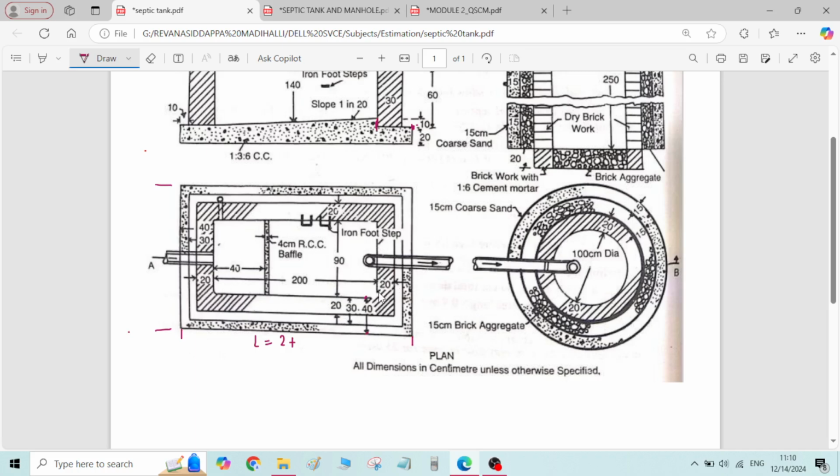So on one side we have 40 centimeter, on the other side 40 centimeter. So 2 plus 0.4 plus 0.4 will give the total length of the excavation. Coming to the total width of the excavation, inner to inner dimension is 90 centimeter, nothing but 0.9 meter, plus 0.4 on one side, 0.4 on the other side. Let me write the same calculation here.